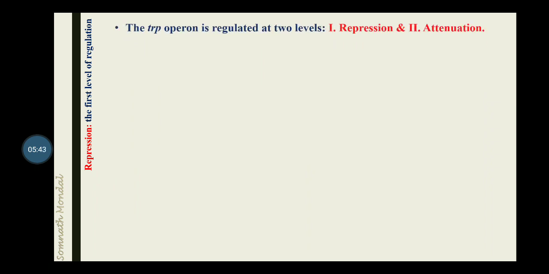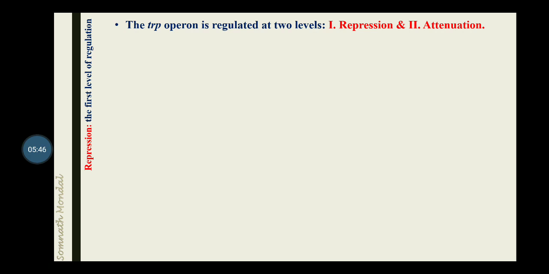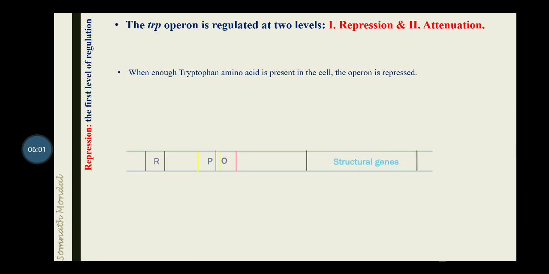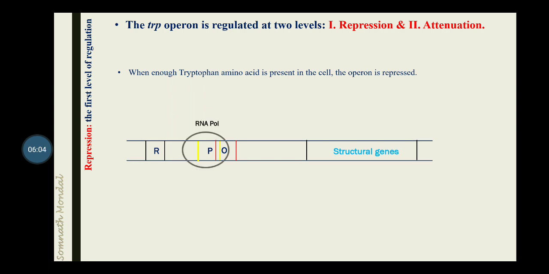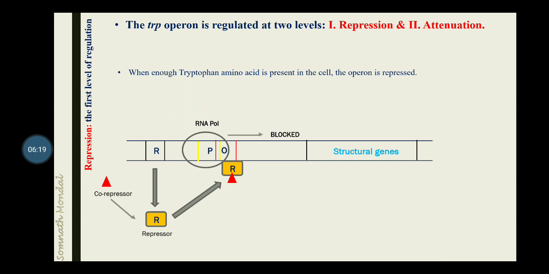Now, TRP operon is regulated at two levels, repression and attenuation. Repression is the first level of regulation. When enough tryptophan amino acid is present in the cell, the operon is repressed. At that time, when tryptophan is available, the repressor protein will combine with the co-repressor, and the repressor co-repressor complex will bind to the operator site. Thereby, the progress of RNA polymerase will be blocked. That is why there will be no gene expression.